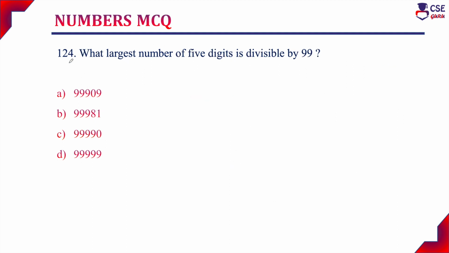Then problem number 124. What largest number of 5 digits is divisible by 99? So largest number in the sense, always we need to consider 9s. And the smallest number in the sense, the first digit should be 1 and the remaining digits we need to consider as zeros. Okay. So this is the logic of largest number and smallest number.